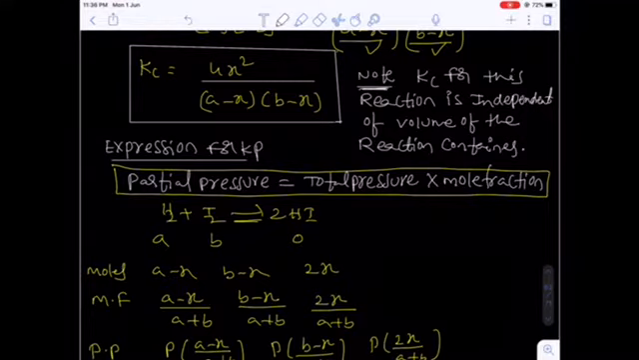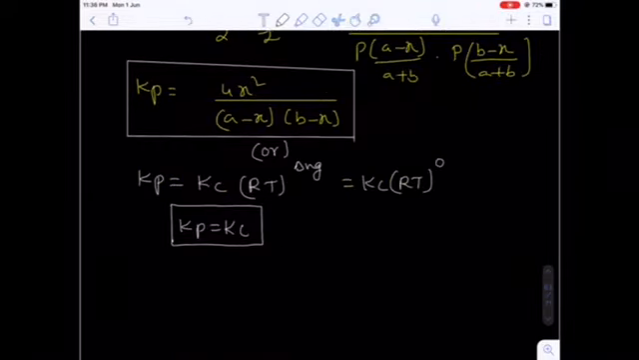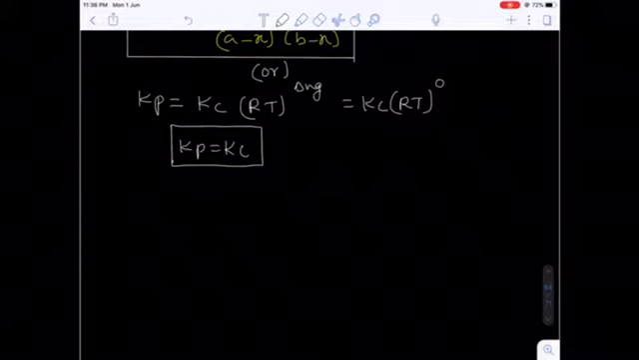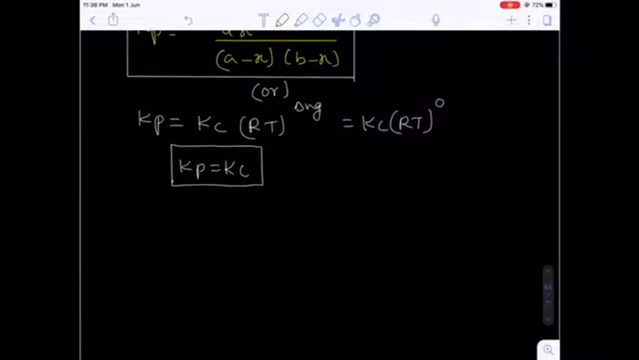And one more important keynote I have written here. The keynote is that the Kc value is independent of the volume of the reaction container, because the delta Ng value is 0. Without the expression also, we can directly correlate the effect of volume or pressure on the equilibrium.